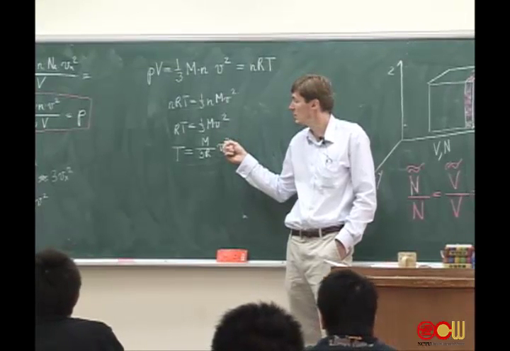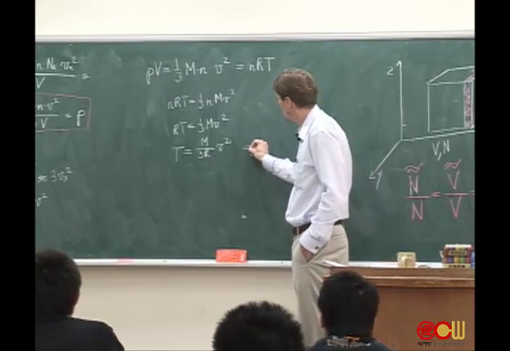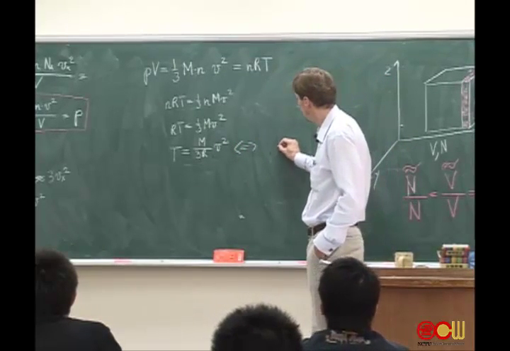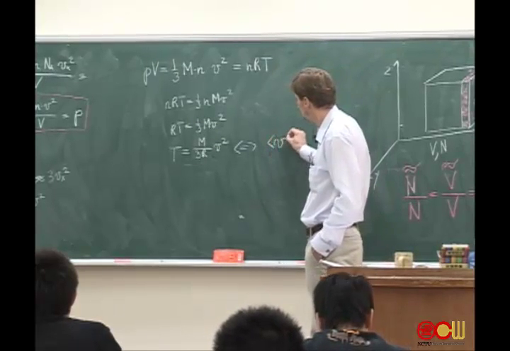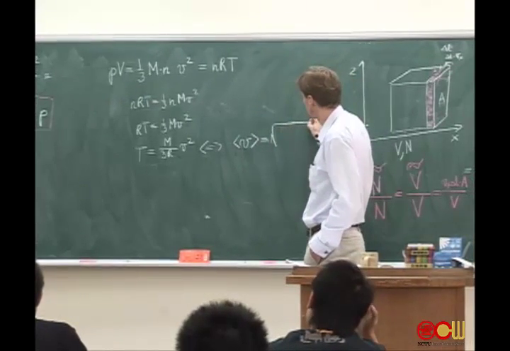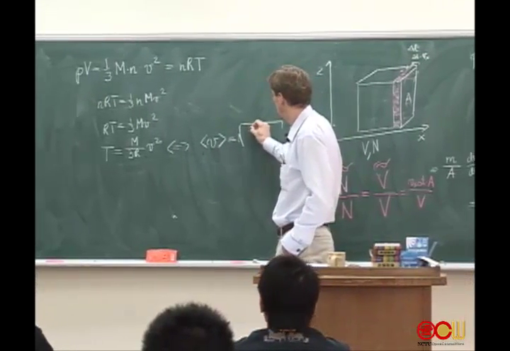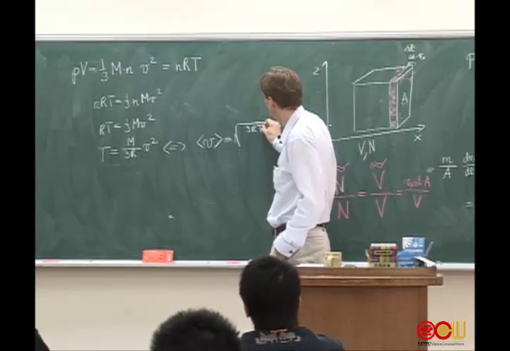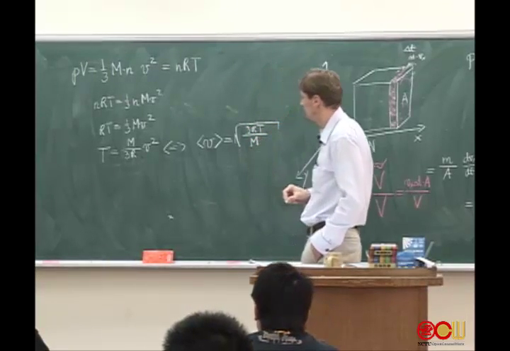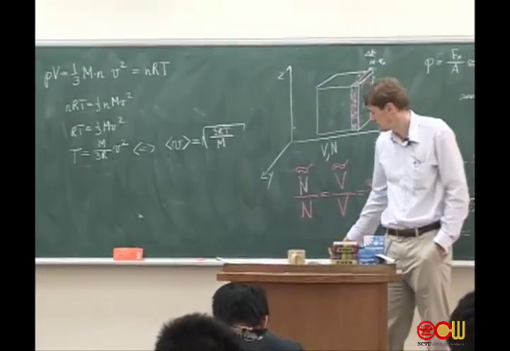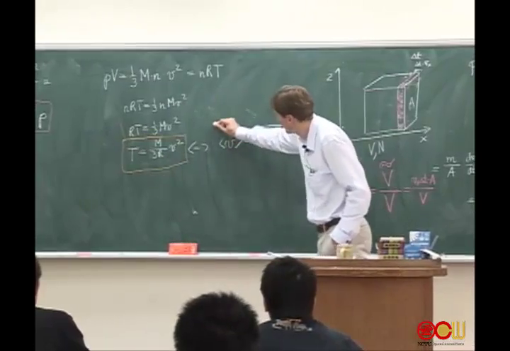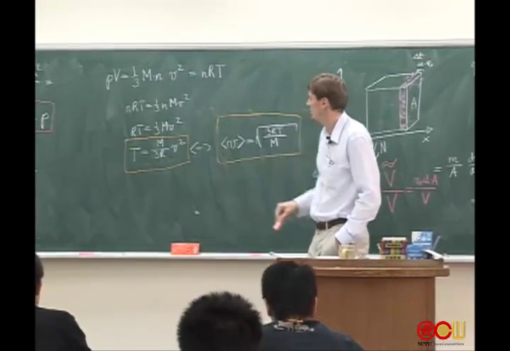Well, I can invert this relationship, and what I can find is that average speed is equal to the square root of 3RT divided by m. And these are the important equations coming from this derivation.